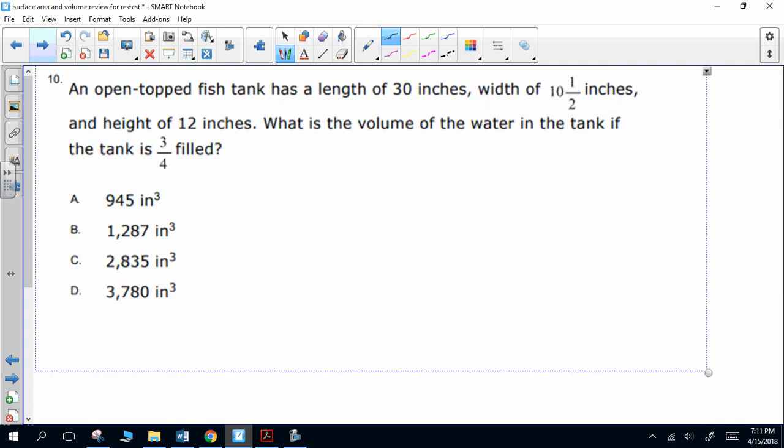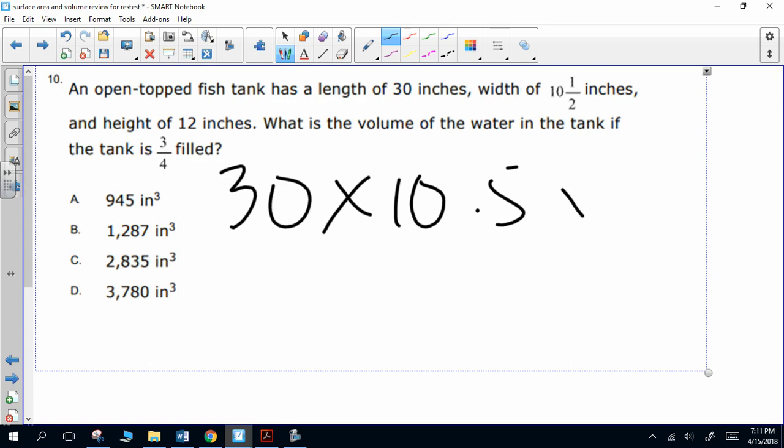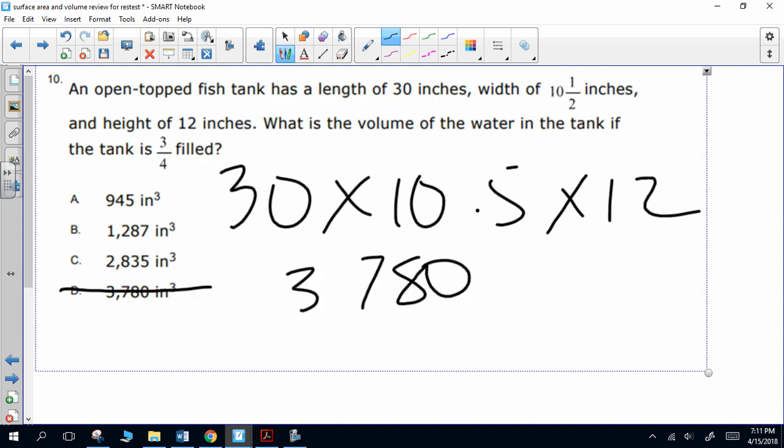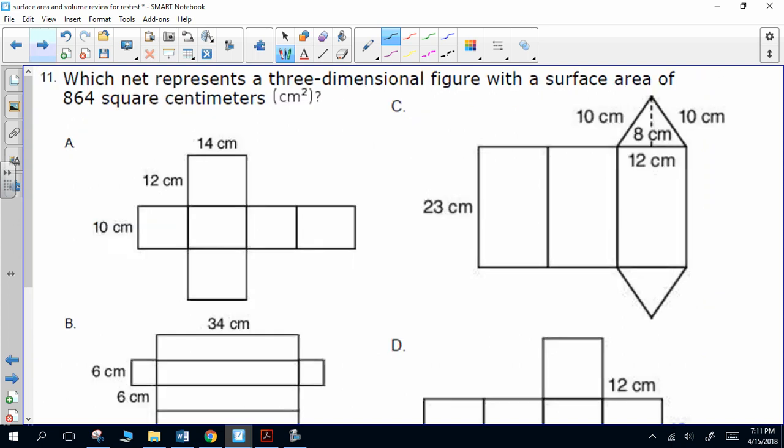Next one, an open fish tank has a length of 30 inches, a width of 10.5, and a height of 12. So it's 30 by 10.5 by 12. So the volume is 3,780. So that's the real volume. And then I need to multiply this by 3/4 because it's only 3/4 full. So there's your answer right there, number 9, that one.